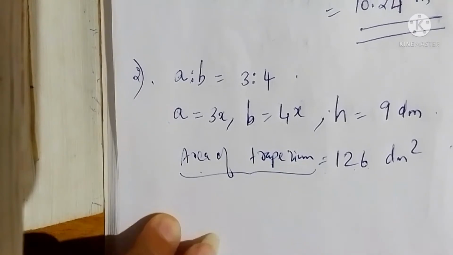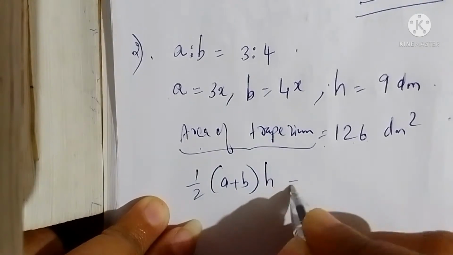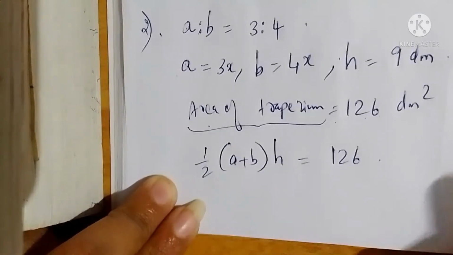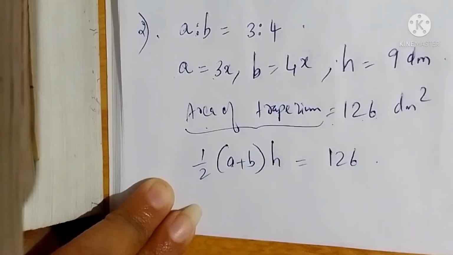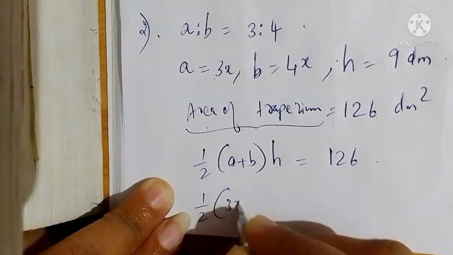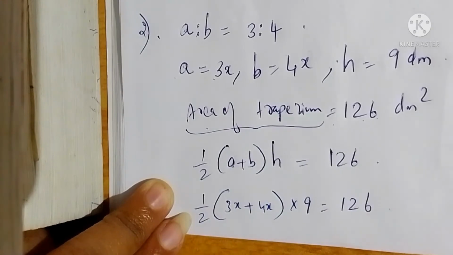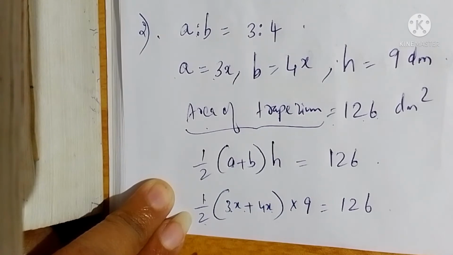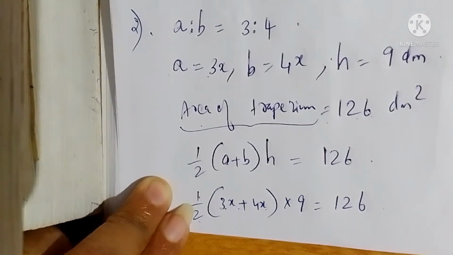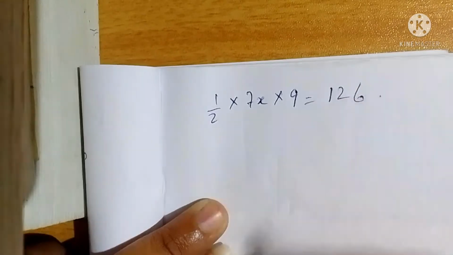Just substitute in the formula for area of trapezium. It is half into A plus B into H equal to 126. Now substitute values for A, B and H: A 3x, B 4x and H 9. So half into 3x plus 4x into 9 equal to 126. Now 3x plus 4x is 7x. We can add that, they are like terms. So half into 7x into 9 equal to 126.